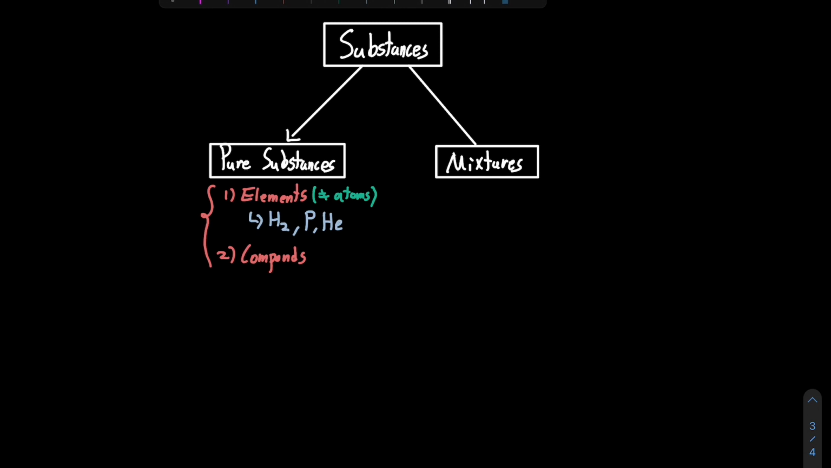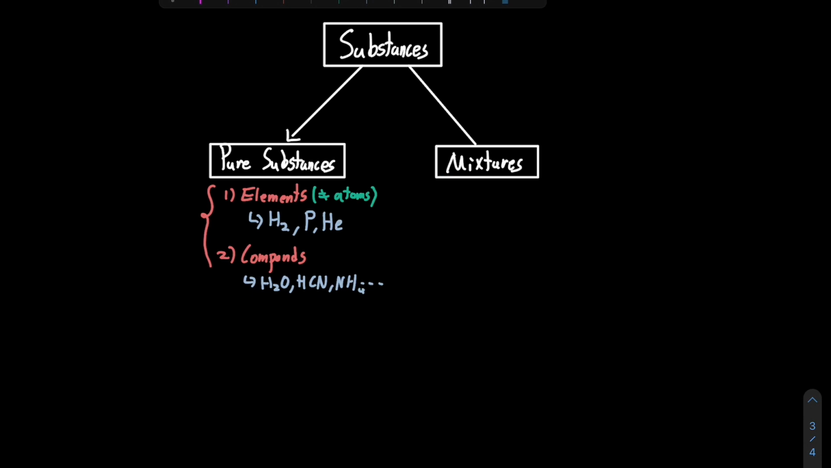Now the second category, compounds, has literally the same definition as any other compounds. So some examples may be H2O, water, or HCN, or NH4, and the list goes on. And compounds are basically a type of pure substance that consists of two or more elements.